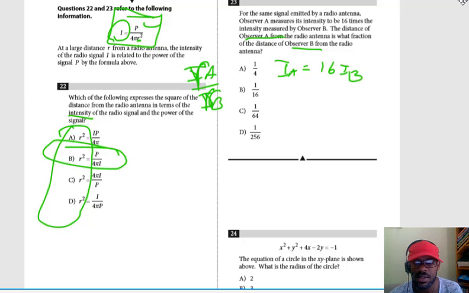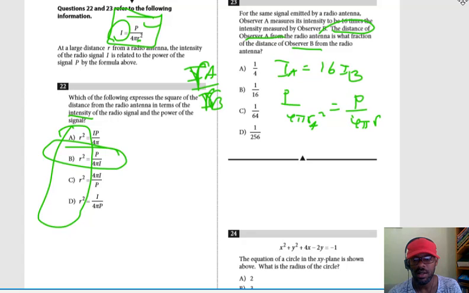You're asked the distance. Intensity, as you know, is power over 4 pi R squared. In this case, our R is R_A squared for observer A. Since they have the same power, the same signal, again the same thing here: 4 pi R_B squared times 16.